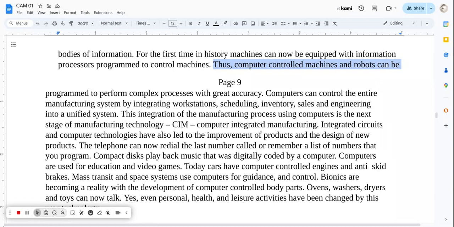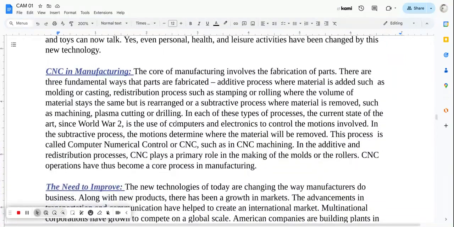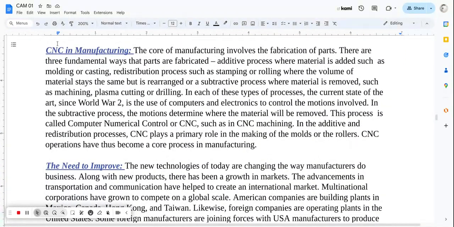So this is really where we're finally getting to the part where our lesson connects with the historical context. Okay? And here we are at CNC manufacturing. Okay, I'm going to go ahead and pause the recording here.